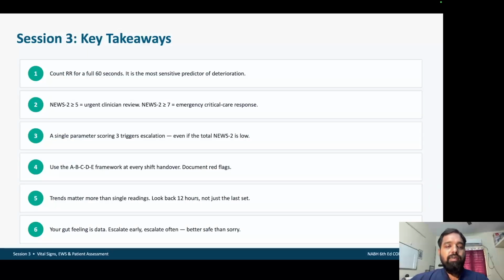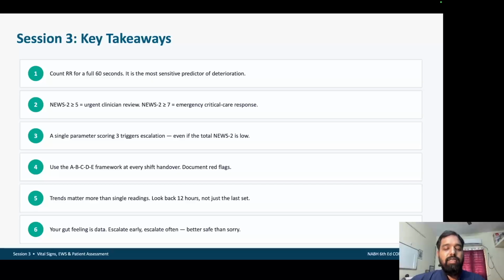So the key takeaways from this session include: count respiratory rate for a full 60 seconds. It is the most sensitive predictor and the most ignored predictor of deterioration. A NEWS 2 score of greater than or equal to 5 means urgent clinician review. NEWS 2 of greater than or equal to 7 means emergency critical care response. A single parameter scoring 3 triggers escalation even if the total NEWS 2 is low.